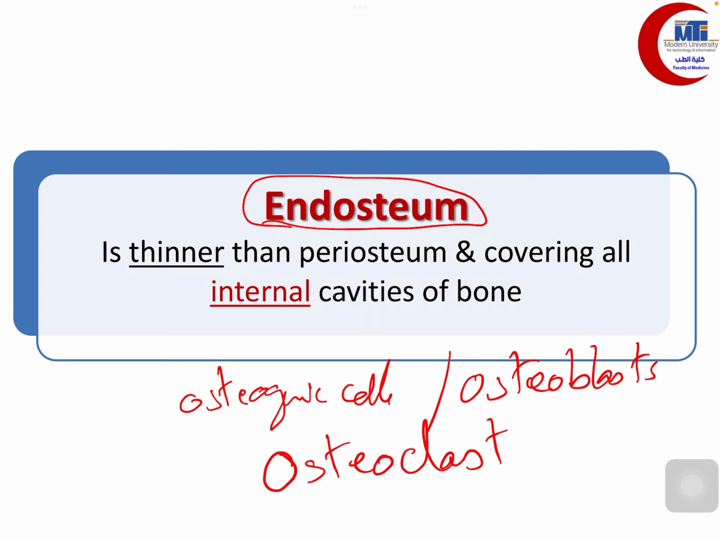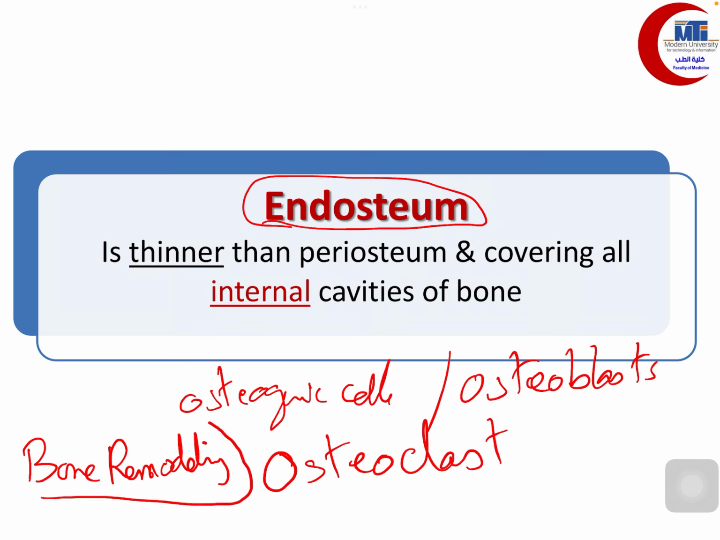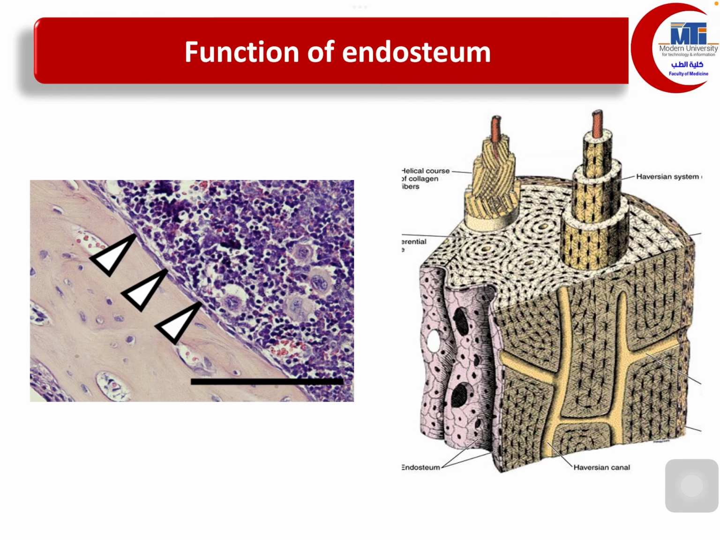So the collection of these three types of cells is responsible for something called bone remodeling, which is characterized by bone resorption of the old or worn out bone tissue and addition of new bone tissue. That's a dynamic process called bone remodeling, and it is characteristic of the endosteum layer only, as it contains the osteogenic cells, osteoblasts, and osteoclasts.